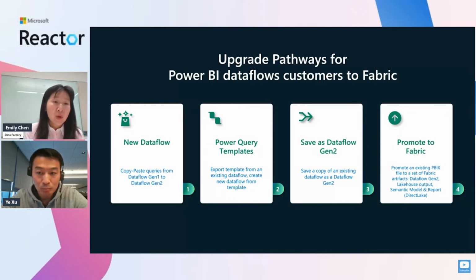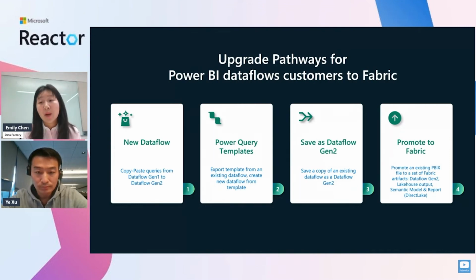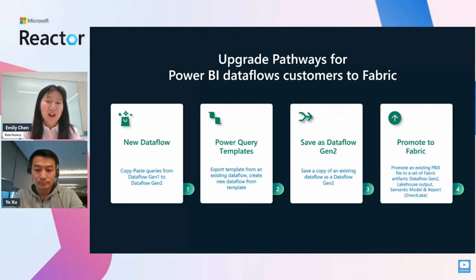The first is when you create a new Dataflow, you can easily copy and paste the queries from Dataflow Gen1 to Dataflow Gen2. So that's number 1. Number 2 is Power Query templates, which are very useful: you can export templates from an existing dataflow, and when you create a new dataflow, you can easily create it based on the template. Number 3 we are offering is save as Dataflow Gen2. When you save a copy of an existing dataflow, you can easily save it as Dataflow Gen2. And the last is promote to Fabric. We have a way to promote an existing Power BI dataflow to a set of Fabric artifacts, for example, Dataflow Gen2, Lakehouse output, semantic model, and report. Hopefully you find the best way for you to upgrade your Power BI dataflows to Fabric.